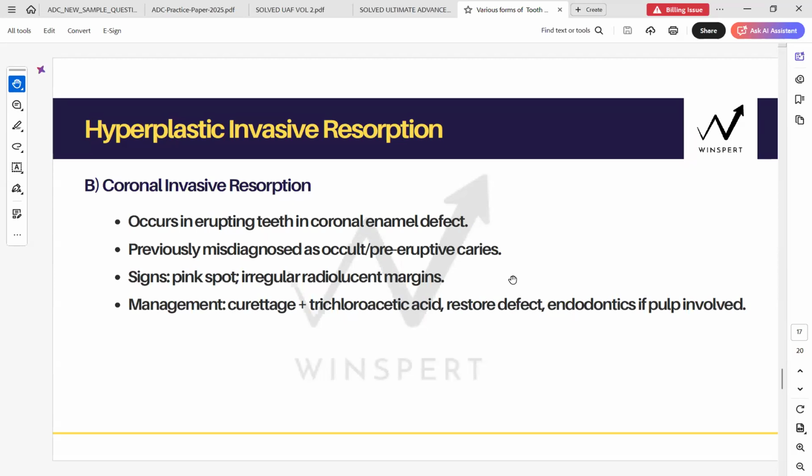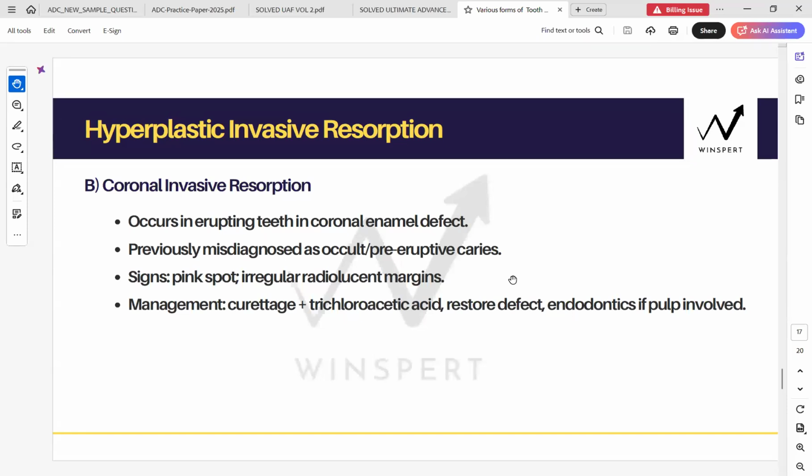It's a pre-eruptive resorption. It develops in the erupting teeth and it is characterized by invasion of the same fibrovascular granulation tissue but in the localized coronal enamel defect. Instead of the CEJ, it happens within the enamel. It was earlier called occult caries, pre-eruptive caries, and in the field of pediatric dentistry, it was diagnosed, but it's a misnomer, and actually, it is a coronal invasive resorption. Clinically, when they erupt, you will see a pink spot. And radiographically, the margins of the resorptive defects will be irregular.